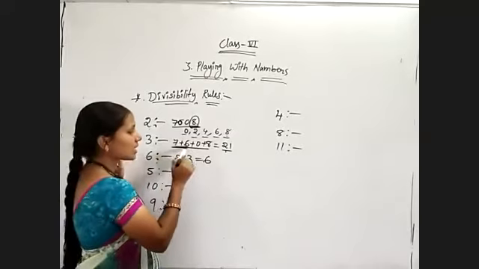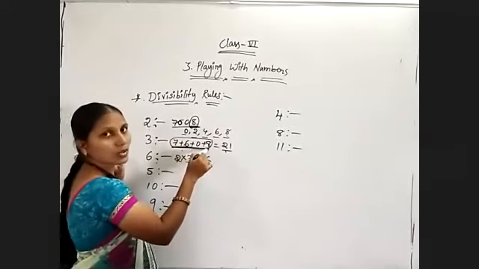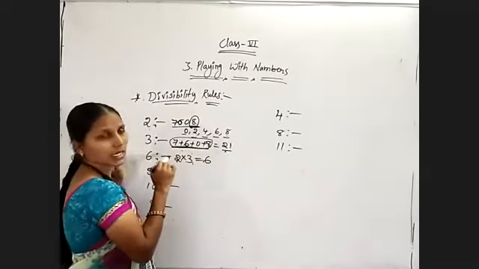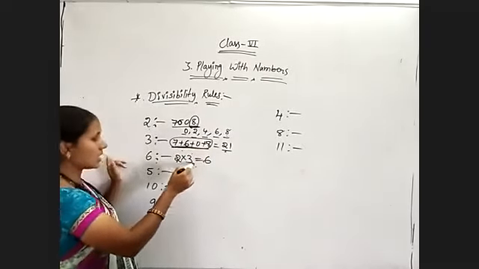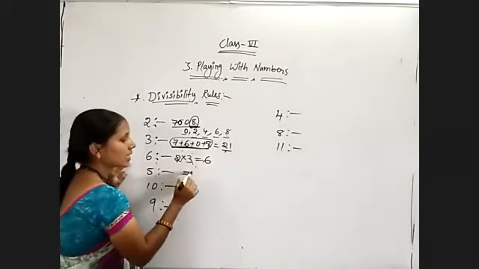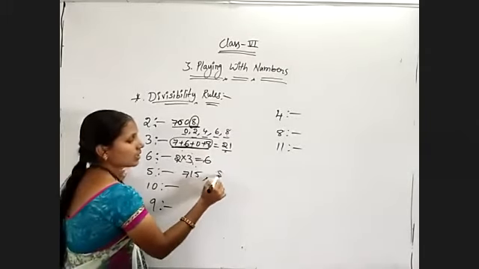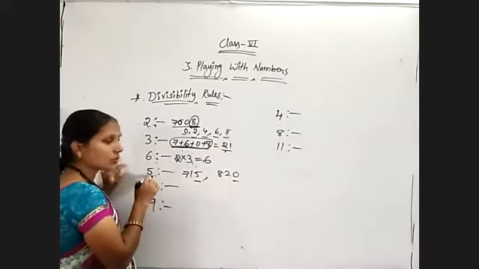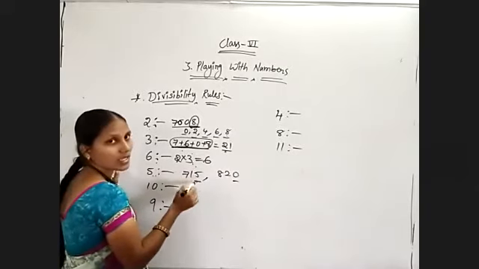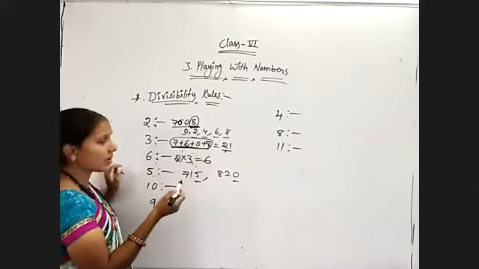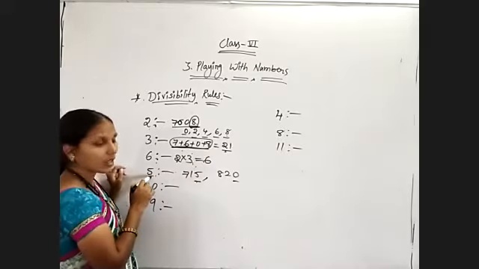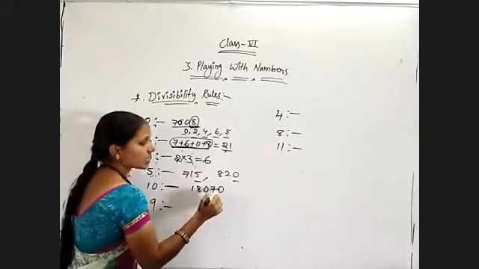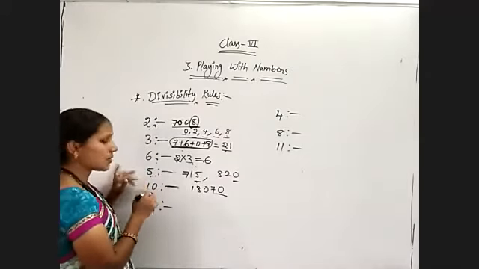Take this example only. Because 8 is there, it is divisible by 2. And the sum of the digits is 21, so it is divisible by 3. That means it is also divisible by 6. Coming to 5. If a number has either 0 or 5 in its unit place, then such a number is compulsorily divisible by 5. And for 10, the unit place compulsorily must be 0 only. Then it is divisible by 10.